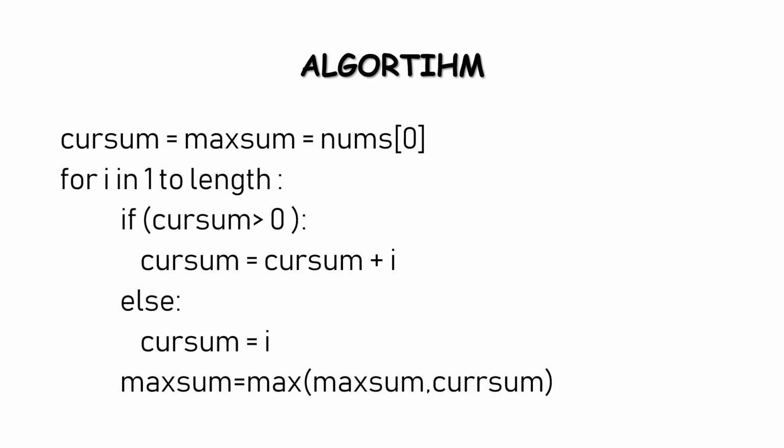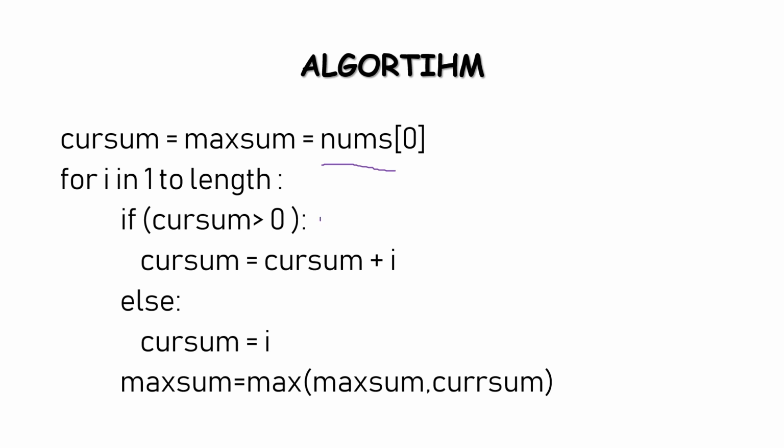Now let's see the algorithm of this approach. Consider nums as the input array. Since the maximum subarray sum of a single element array is itself, we are storing the first element of the array to current sum and maximum. Next, we are iterating the for loop from 1 to its length.